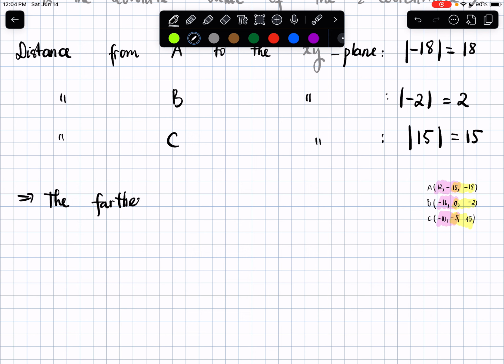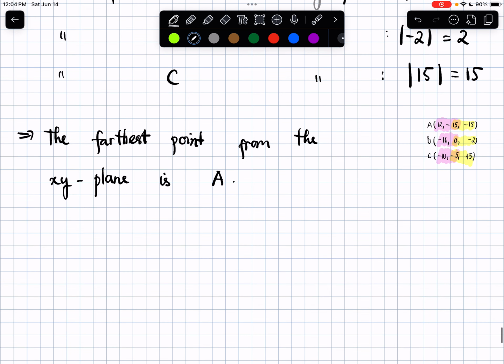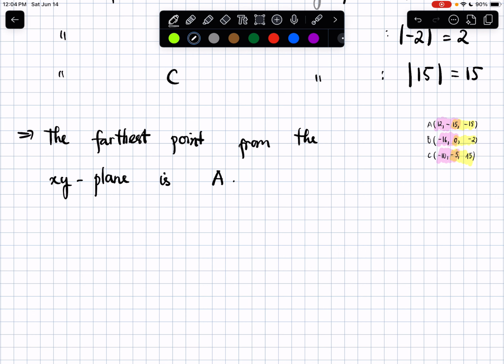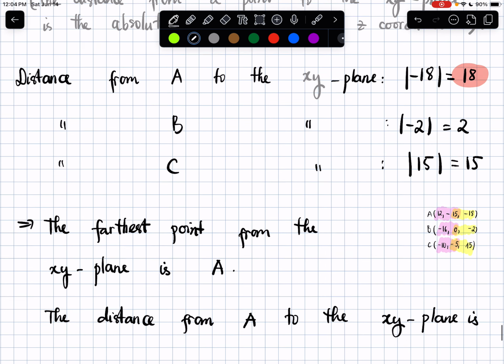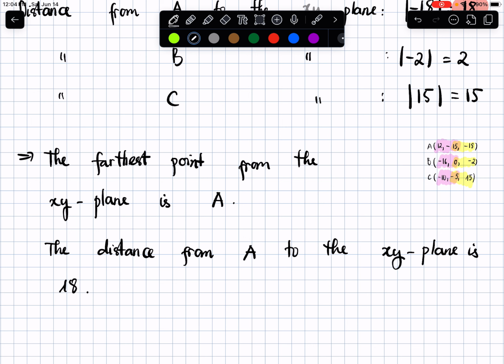The farthest point from the XY plane is the one with maximum distance, which is 18, which is A. The distance from A to the XY plane is 18. Right.